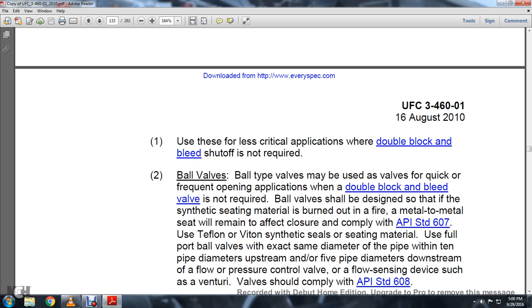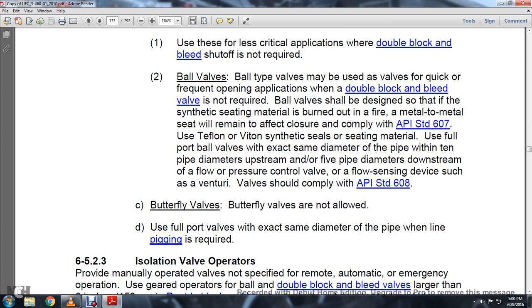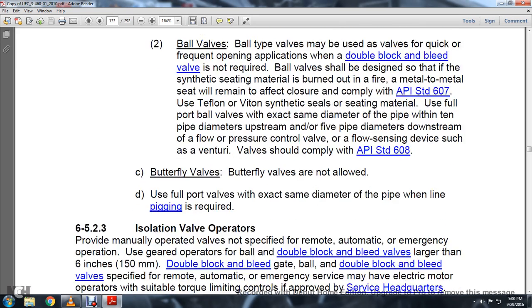Use full port ball valves with the exact diameter of the pipe, with 10 pipe diameters upstream and 5 pipe diameters downstream of a flow or pressure control valve with a flow sensitive device such as a venturi valve, to be compliant with API Standard 608. Butterfly valves are not allowed. Use full port valves with the exact same diameter as the pipe when line pigging is required.